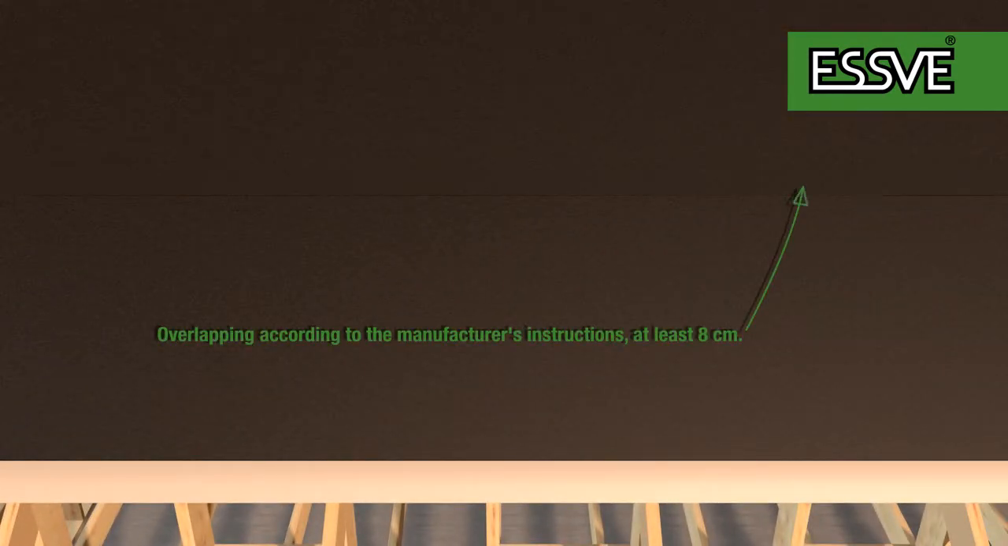Place the next length and secure with flat-headed nails on the top edge. Peel off the protective film and press the adhesive joint together. Zigzag nail the joint.